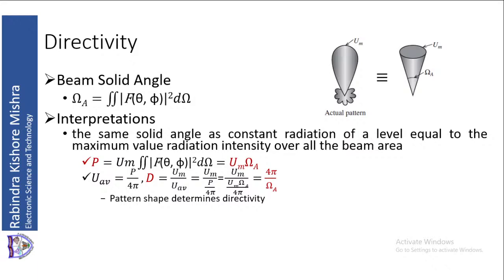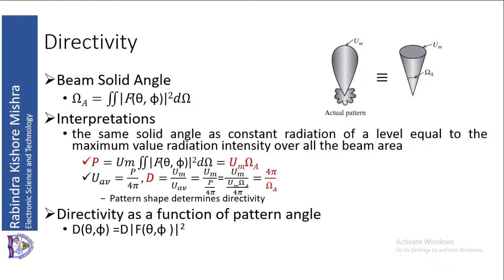Now that you can write U average as P by omega A, divided by 4 pi. In the numerator the denominator cancels out, and 4 pi goes to the numerator. So the average intensity is equal to 4 pi by omega A, where omega A means beam solid angle. So the average intensity is 4 pi by beam solid angle. This implies that the pattern shape ultimately determines the directivity.